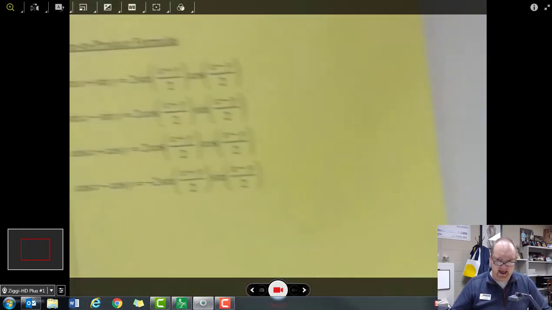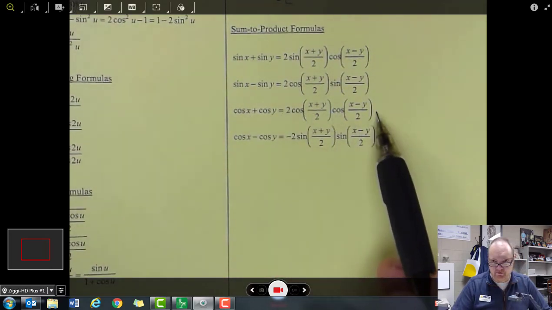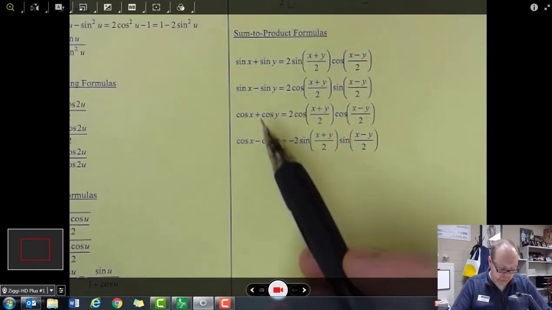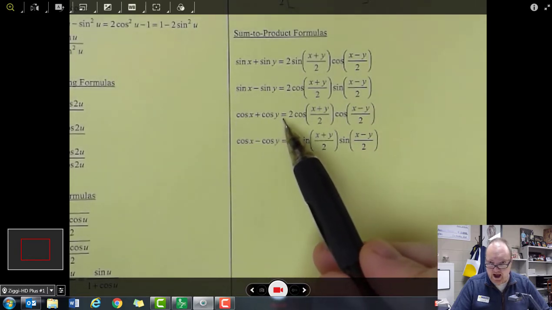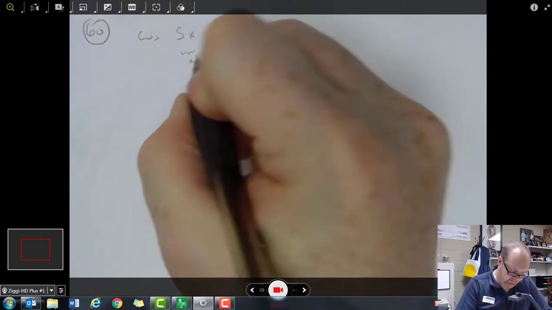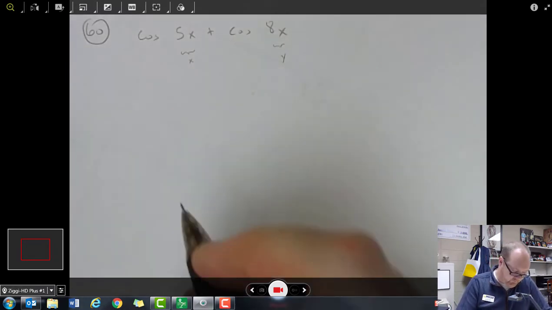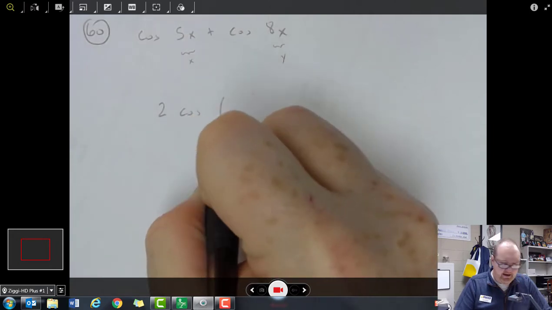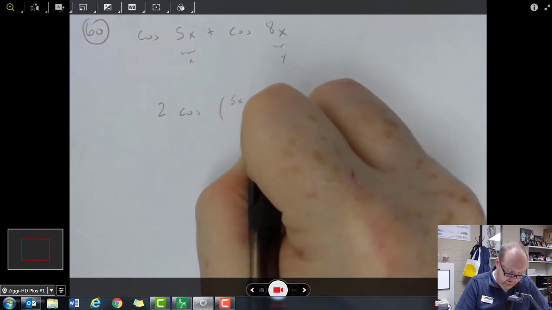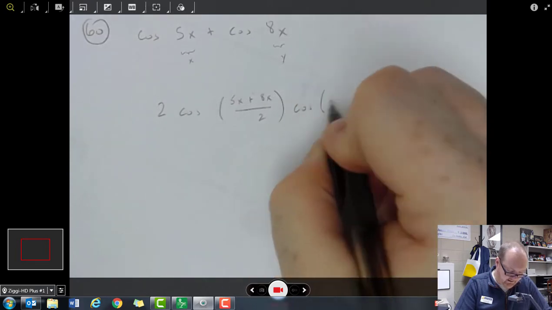So I look on that last group of formulas. It's cosine plus cosine, so I'm using this formula right here. And here I've used x's and y's before using v's. It doesn't matter. I'm letting the first one be x and the second one be y, and then I'm just going to fill in the blanks as I go. So we're going to let this be x, and I know it's already got an x in it, but it's just a placeholder. That formula says 2 times the cosine, and the formula says to add them together and divide by 2. So 5x plus 8x divided by 2 times the cosine, and it says to subtract and divide by 2.